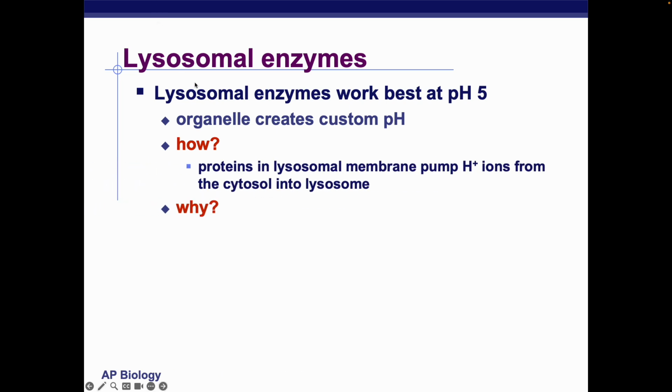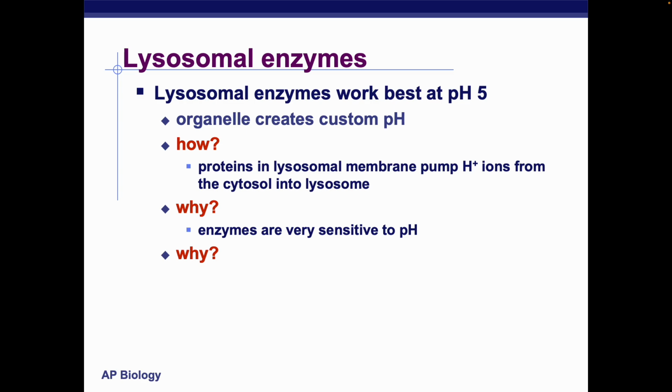So how do organelles create a custom pH though? Because we know cytosol is around 7.4. Proteins in the lysosomal membrane will pump hydrogen ions from the cytosol into the lysosome. Now, as we know from basic chemistry, an increase in hydrogen ions means a lower pH.